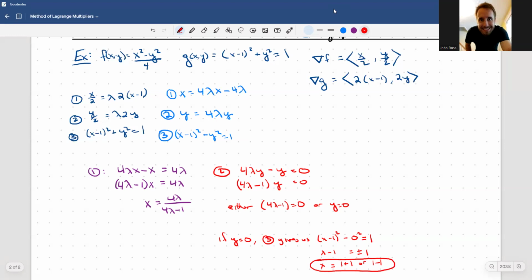Okay, and with this and also this, we actually get two possible solutions to our system of equations. In other words, we get two possible extreme values. So one solution is 1 plus 1 for x, 0 for y. And the other solution is 1 minus 1 for x and 0 for y. And so the points 2, 0 and 0, 0 are possible extreme values.